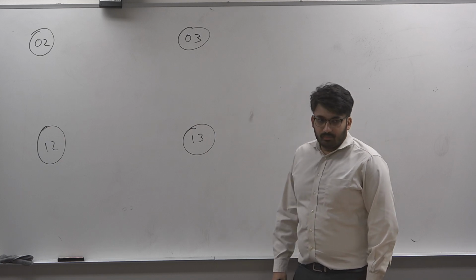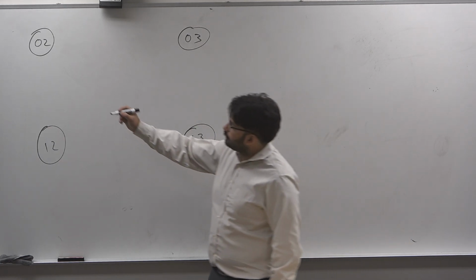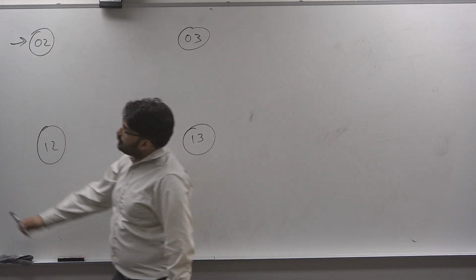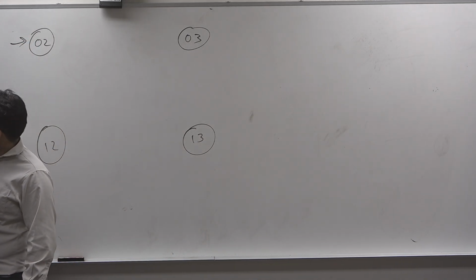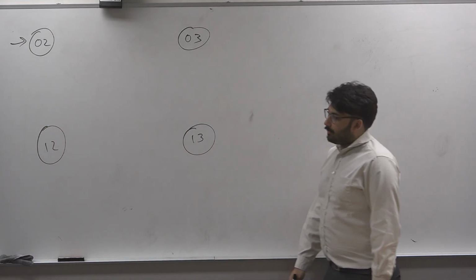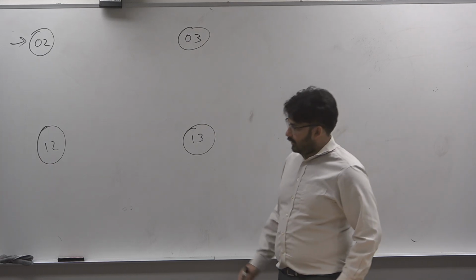What's the start state? 0, 2. Why is that the start state? Because Q0 is the start state and Q2 is the start state. What are the accepting states, if any? 1, 2. Yeah.